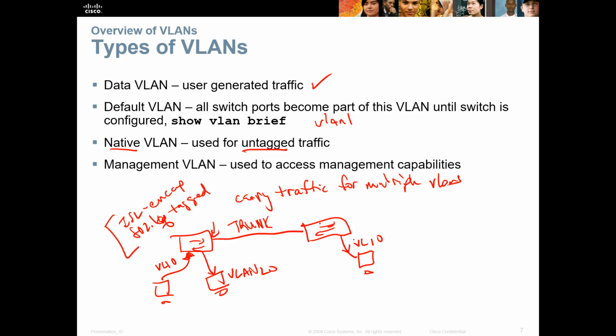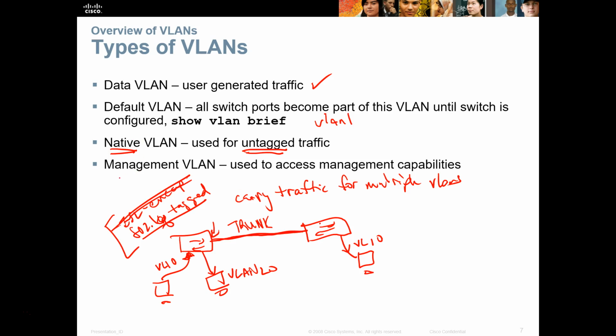That is tagged traffic. Then you have the native VLAN, which is a specific VLAN that allows untagged traffic. So if you have a device that's sending a frame across a trunk link, but it doesn't have any tagging on it, then it will pass through the native VLAN. Okay, so 802.1Q has a mechanism for untagged traffic. ISL does not. Everything has to be encapsulated.